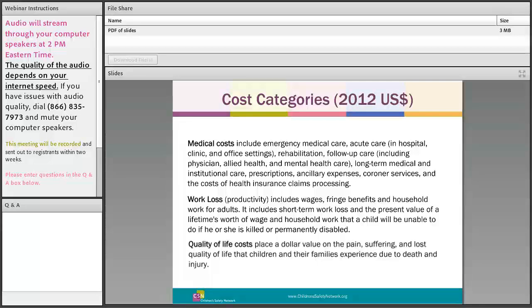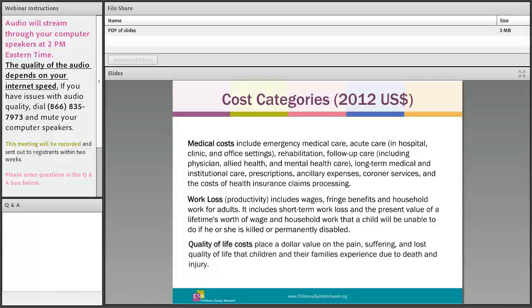Work loss is productivity losses. It includes wages, benefits, and household work for adults. For kids, it includes work that parents would miss treating their child. It also includes short-term work loss, and it also includes long-term work loss if the child is killed or permanently disabled. Then the quality of life costs place a dollar value on the pain, suffering, and lost quality of life that children and their families experience due to death and injury.